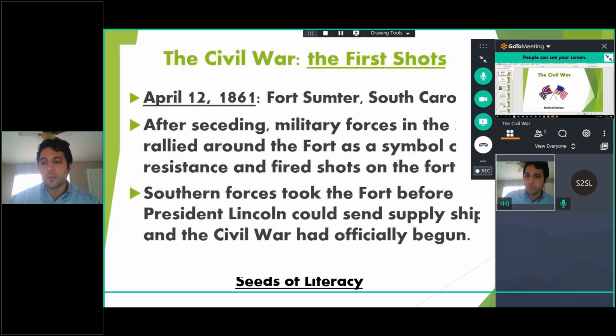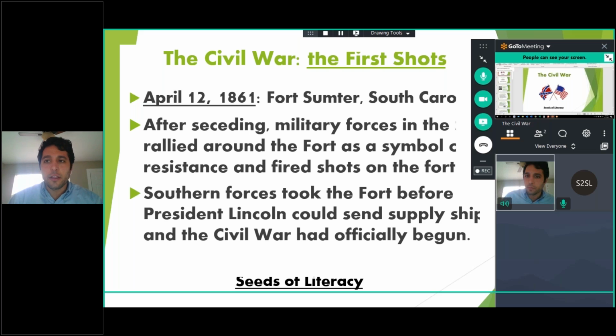After the secession by these 11 slave states in the South, they had some military forces that were coming together. They weren't totally built up yet, but they were starting to formulate their resistance. And they were at Fort Sumter. They rallied around Fort Sumter to symbolize their resistance, and they fired shots on the fort.